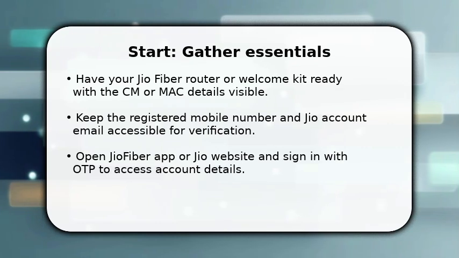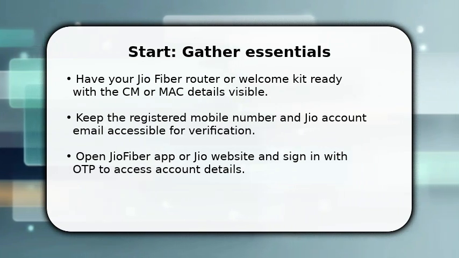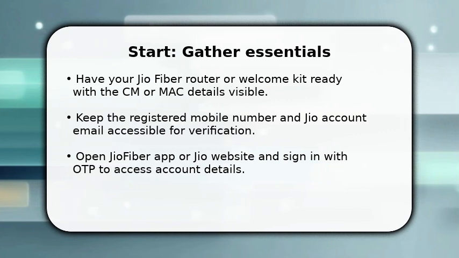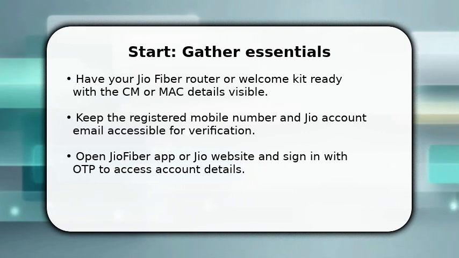You begin by locating the physical identifiers and account credentials. This saves time. First, check the router sticker for CM/OLT or MAC address and note it down. Next, open the GeoFiber app or the Geo portal and sign in using your registered mobile number. Use OTP to verify instantly.